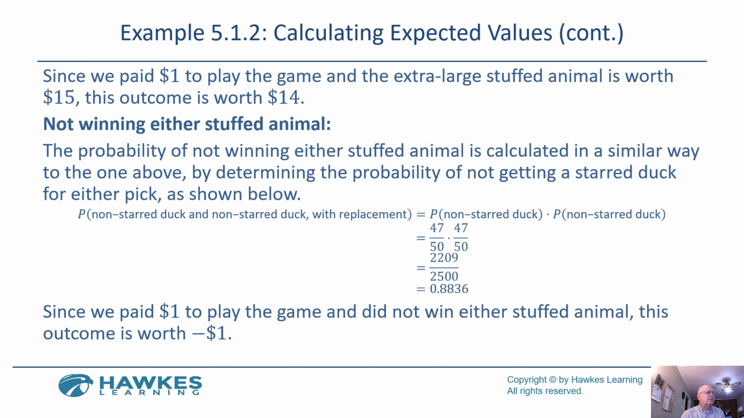So the second one, what's the chance of getting no stuffed animal at all? Well, there's 47 of those ducks that don't have stars on them. And since you're putting them back in, you've got independent duck selection. Multiply those 2 together. Also, remember, you paid $1 to play the game. So for this one, the outcome is you've lost $1.